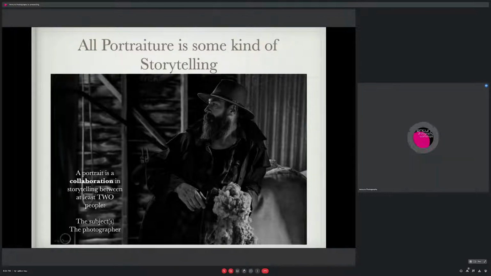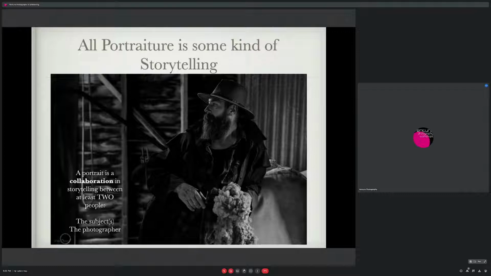It's also important to understand here that when we're talking about storytelling, even though the photographer is quite often the person who is directing, so to speak, the shoot, and perhaps communicating with the person they are photographing, it's important to acknowledge and understand that a portrait is a collaborative storytelling experience between at least two people. You've got the photographer, and then you've got the subject.